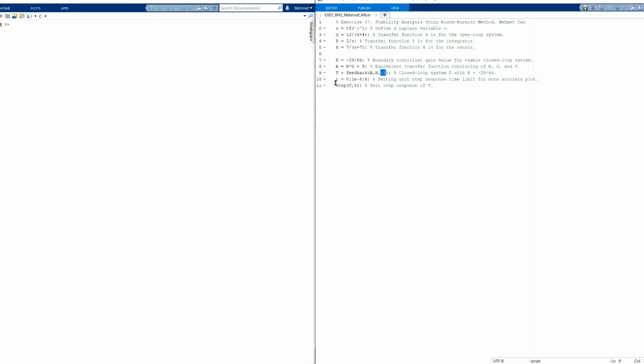Okay, and now it is time to plot the step response. It's not really necessary, but I did that to have a nice plot, and this is the command to plot the step response. So if I now just run this, let's do that. Run.